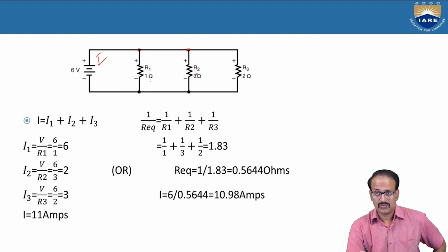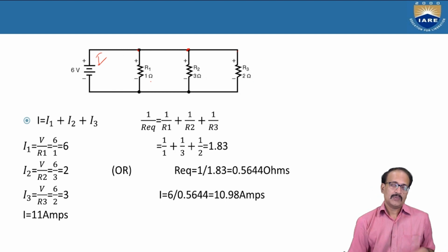So some went through R2, the resistance R2, that is 3 ohms. Here is 1 ohm. And the remaining went through this resistance R3, that is 2 ohms.